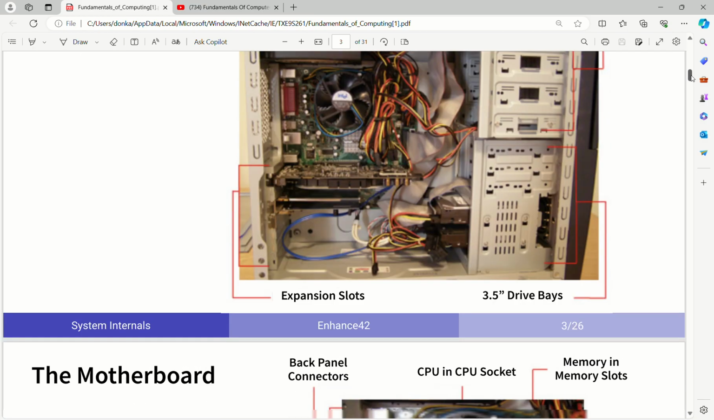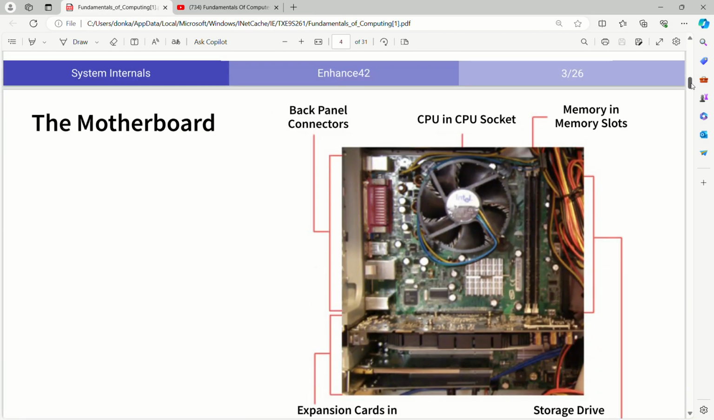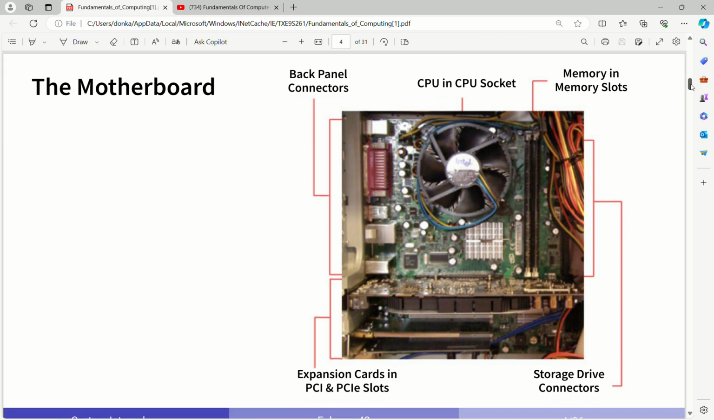And next, this is the motherboard. What is meant by motherboard? Motherboard is the main circuit board of a computer. It houses the CPU, RAM and other essential components. The various parts in this motherboard are: back panel connectors, CPU and CPU socket, memory in memory slots, expansion cards in PCI and PCIe slots, and storage drive connectors.